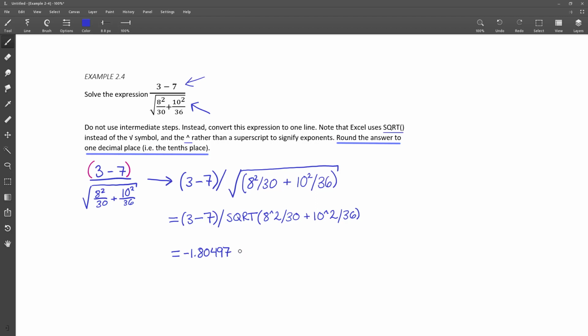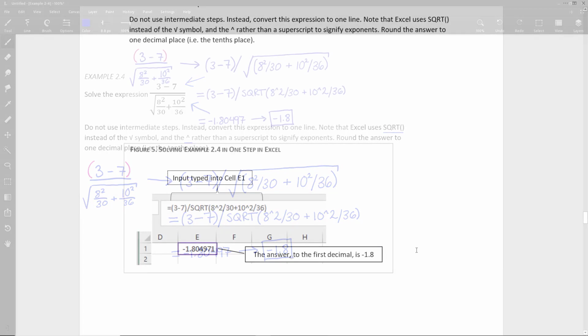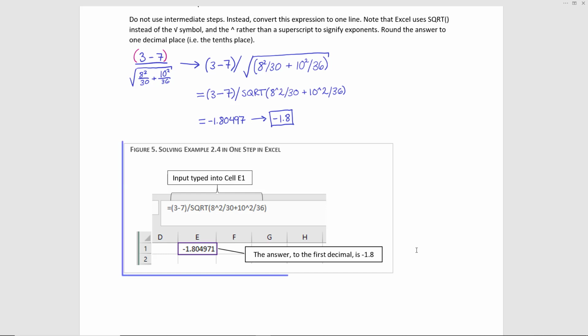the 10th place. So to 1 decimal place, this would be negative 1.8. I know that because the second decimal place is 0. 0 is 4 or less. So you simply truncate to the first decimal place and you get negative 1.8. And that is the answer. If you want to see the completed Excel work, you can take a look here in Figure 5.